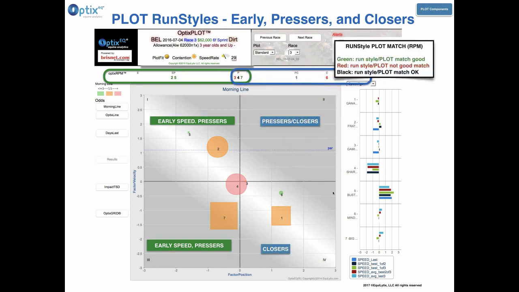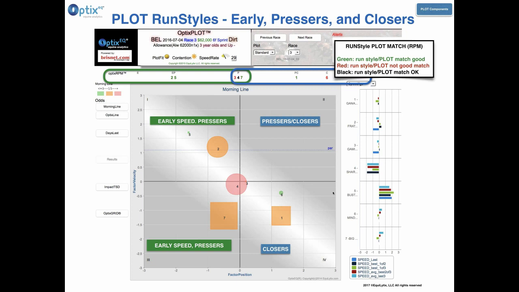And you'll see we do 3 colors for this, right? So we do green, red, and black. And the green says, hey, the horse, based on his run style, fits the way he maps today versus these horses. So that's a positive. If it's black, it's kind of okay. And if it's red, it means it's a mismatch.